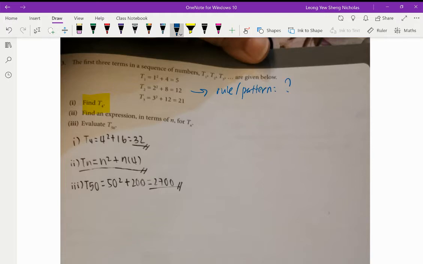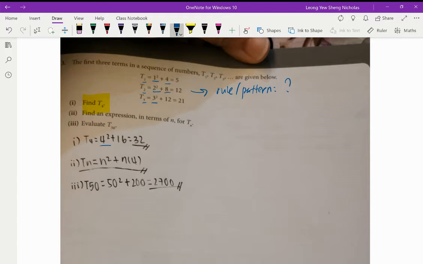So for this case, I noticed that the first number in the expression always starts with the same number as the position, and I square it. So that means for my fourth term, or the fourth number in the sequence, I will have a 4 squared over there.